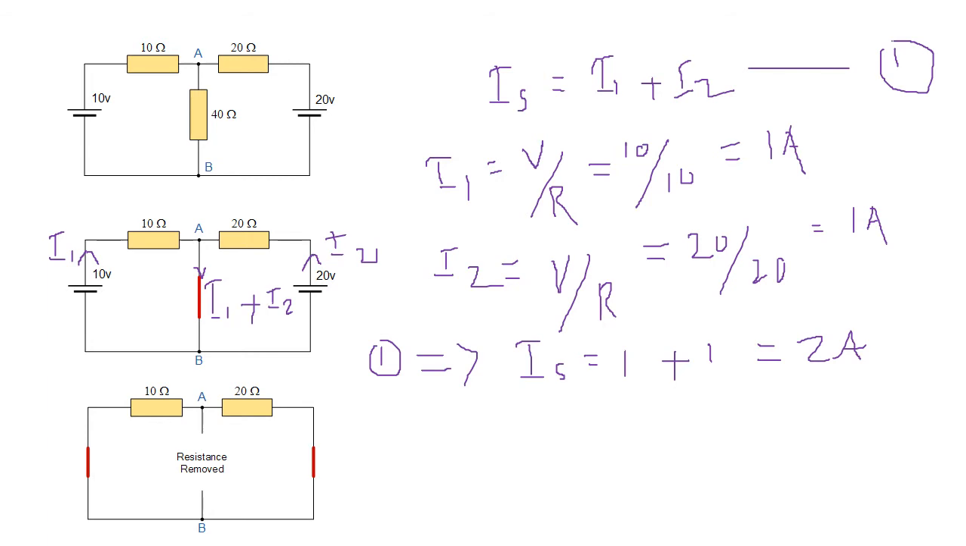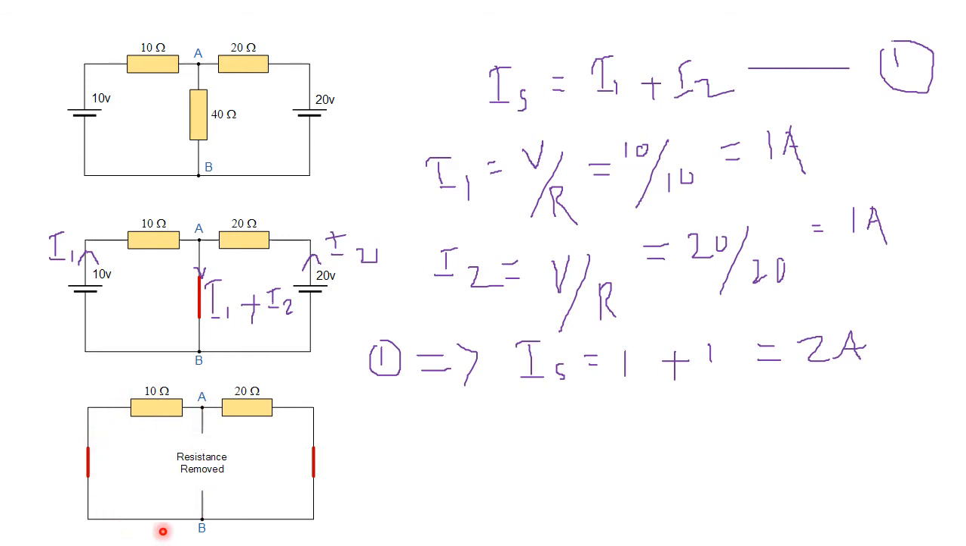Here we have to short out the voltage sources. Here I have shorted out these 10 volt and 20 volt batteries. Then we have to open the load resistor. Here the load resistor RL has been removed. Therefore there is no current flowing path through point A and point B.